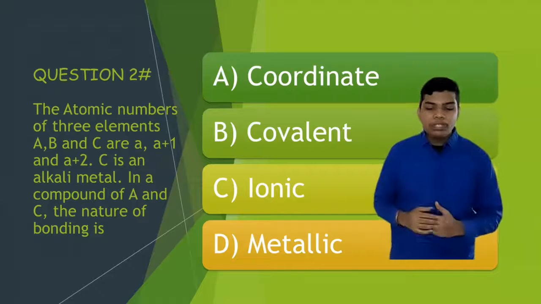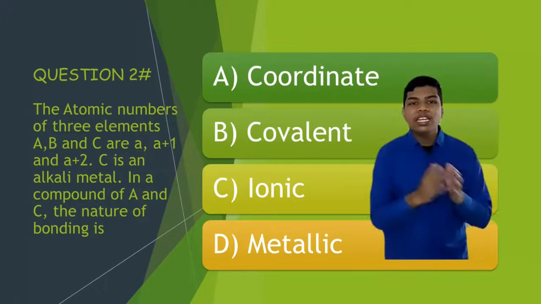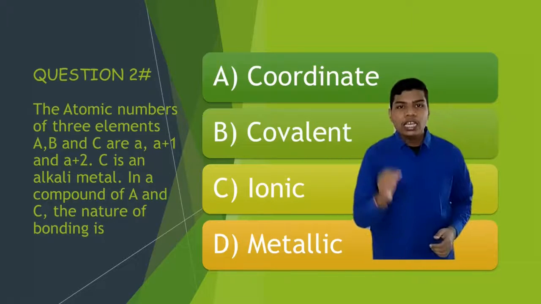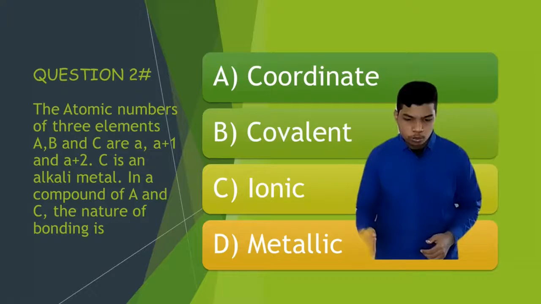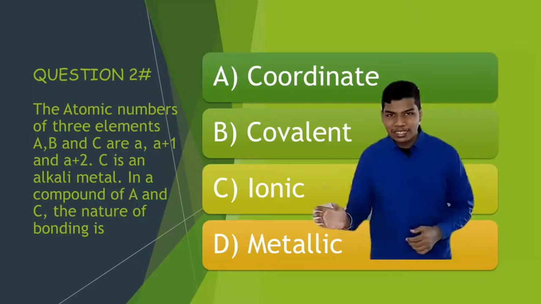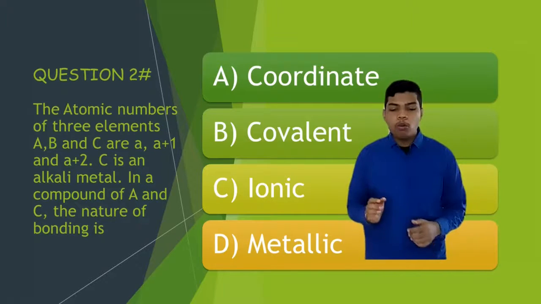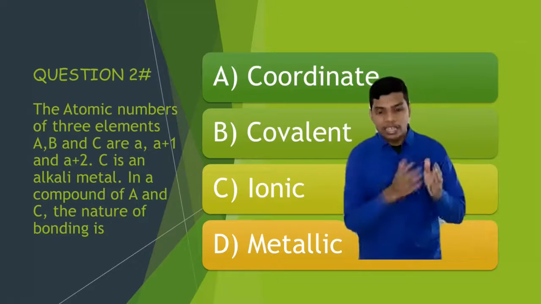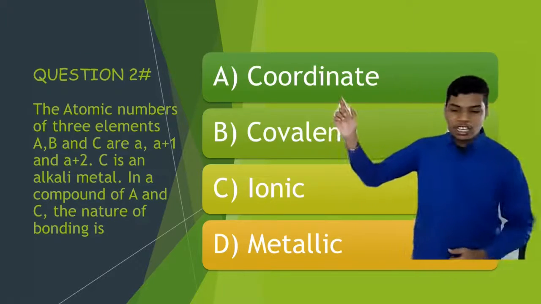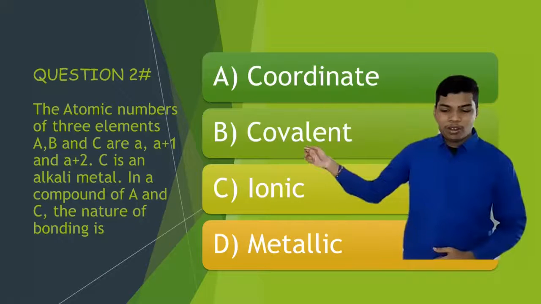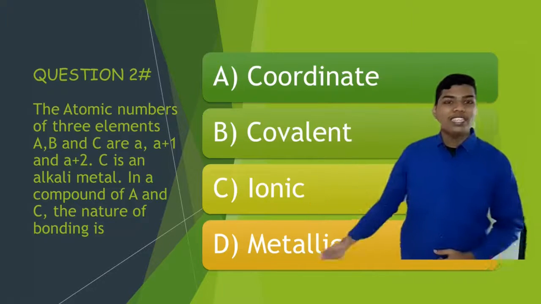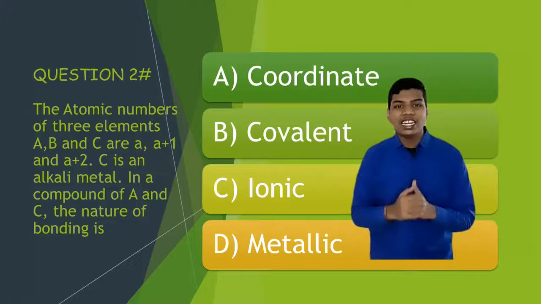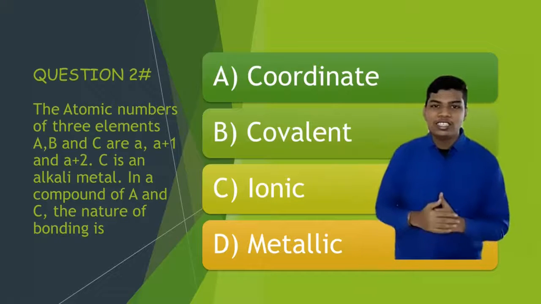The atomic numbers of three elements A, B, and C are A, A plus 1, and A plus 2. C is an alkali metal. In a compound of A and C, the nature of bonding will be, what is it? Is it A coordinate or B covalent or C ionic or D metallic? What is the correct answer?